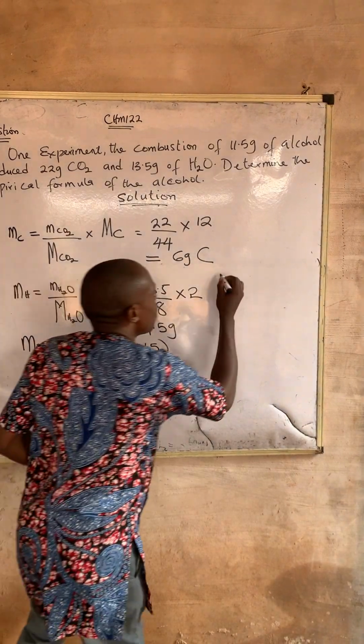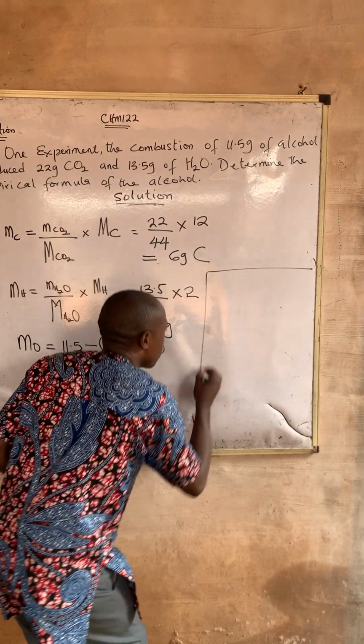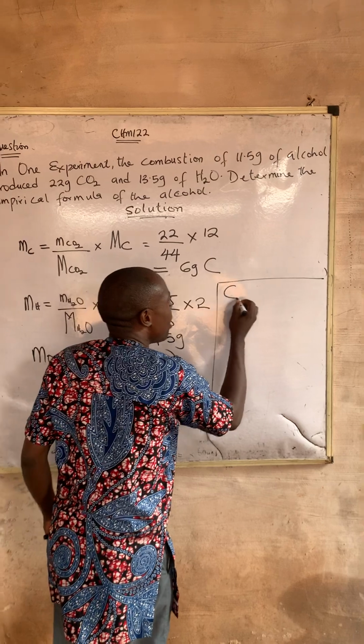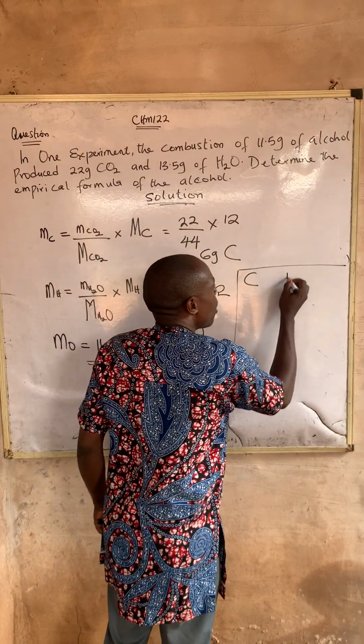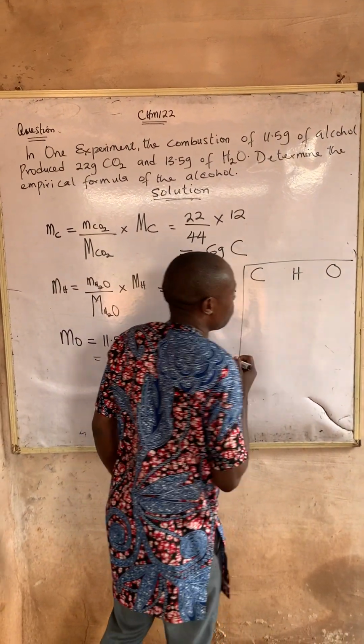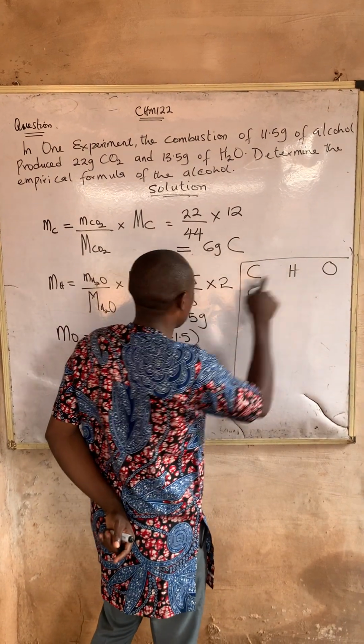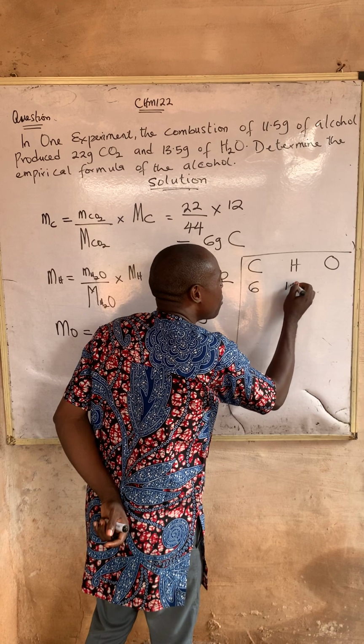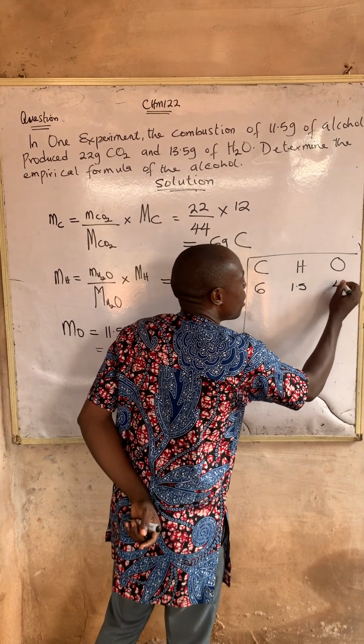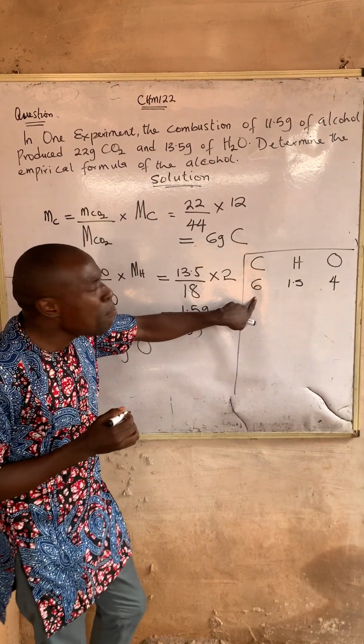Now what do we do here? Let us quickly address the other ones here. Now I bring out the elemental composition of the alcohol, which is carbon, hydrogen, and oxygen. Now the mass of carbon here is 6. The mass of hydrogen that we got here is 1.5. That of oxygen is 4.